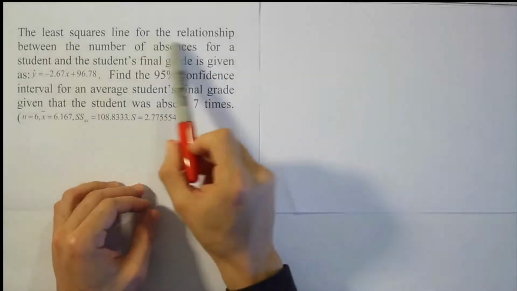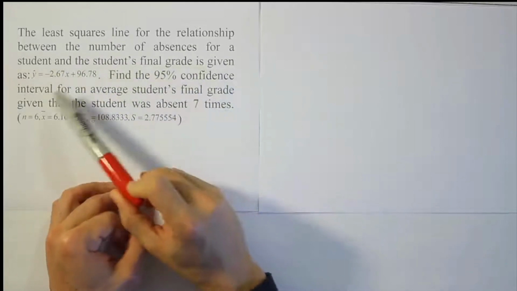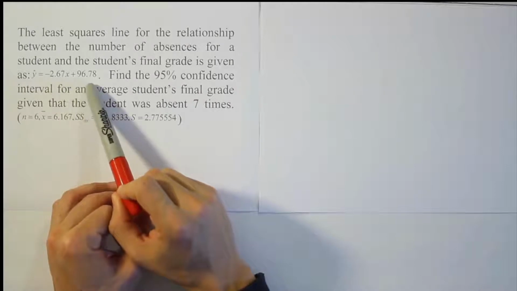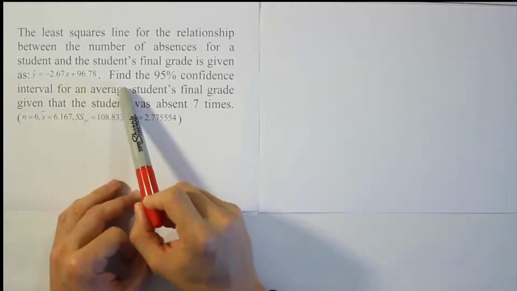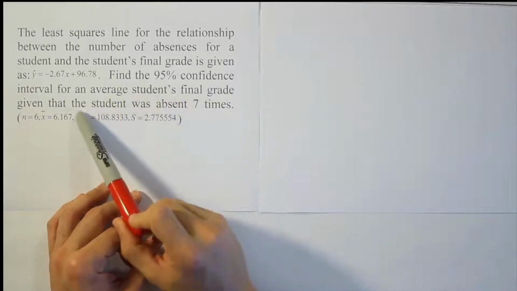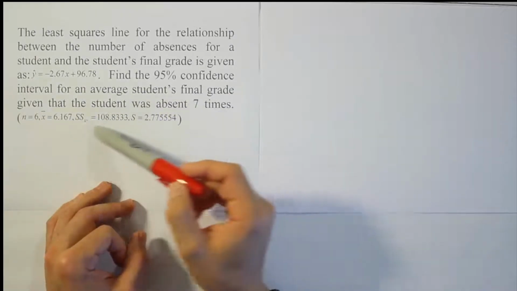The least squares line for the relationship between the number of absences for a student and the student's final grade is given as y hat equals negative 2.67x plus 96.78. Find the 95% confidence interval for an average student's final grade given that the student was absent 7 times. And they give us the summary information for the problem.